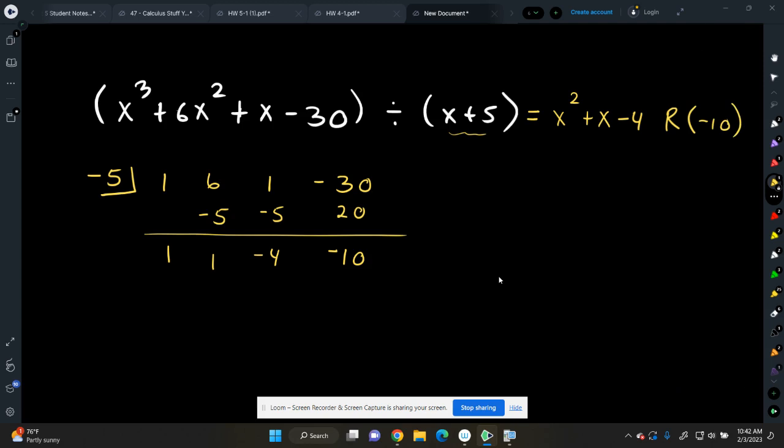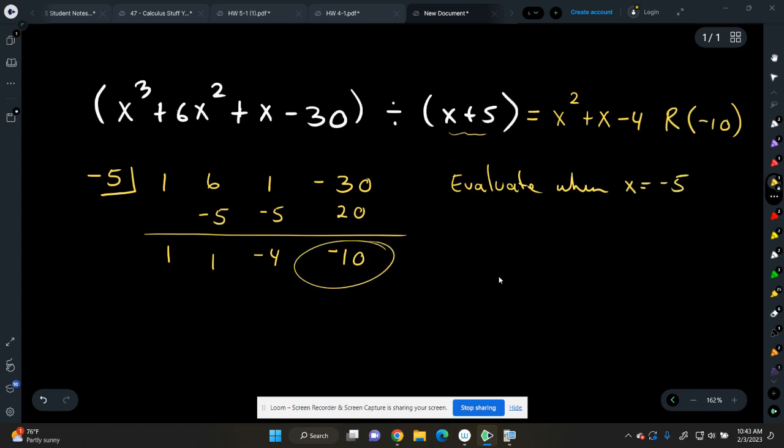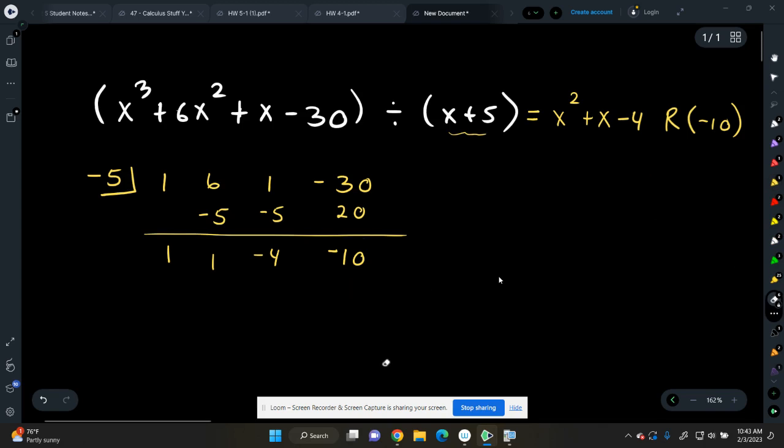Substitution says we're evaluating it. We're looking for the answer when x equals a certain number. So if I said to evaluate when x equals negative 5, then that would be your answer. But this is not evaluate, this is divide. We are dividing. Everybody recognize that?